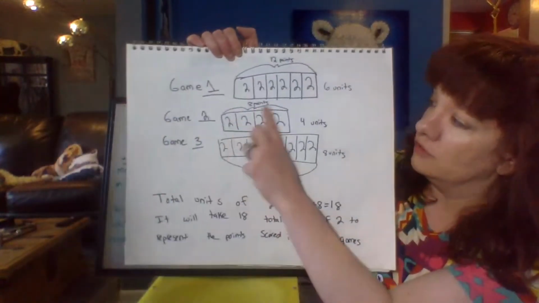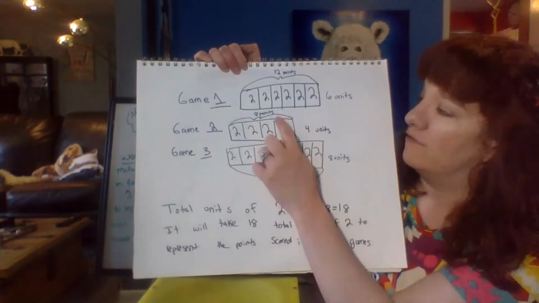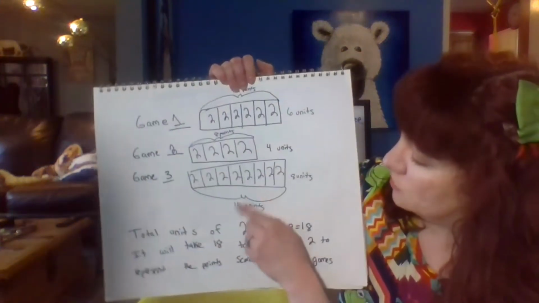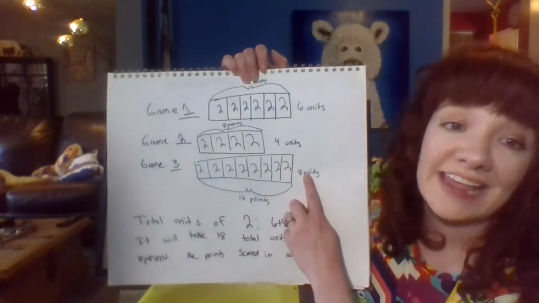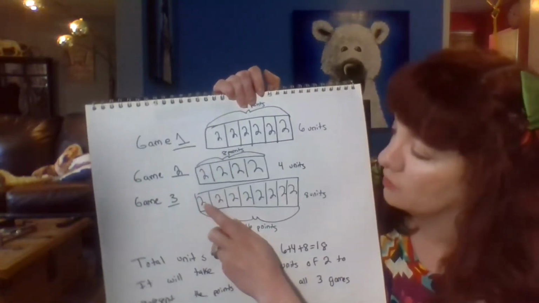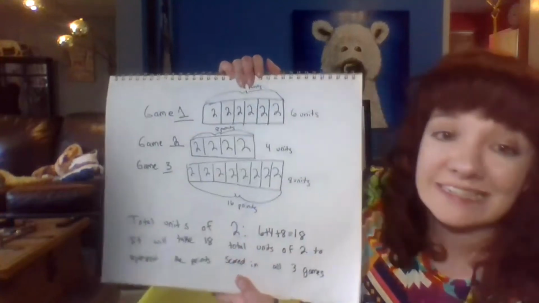Then for game 2, she scored 8 points, so there's 2, 4, 6, 8. 2 times 4 gives me 8. And then for game 3, she scored 16 points, so there's 8 units. I broke this into 8 different sections of 2. 2, 4, 6, 8, 10, 12, 14, 16 to give us 16 points.